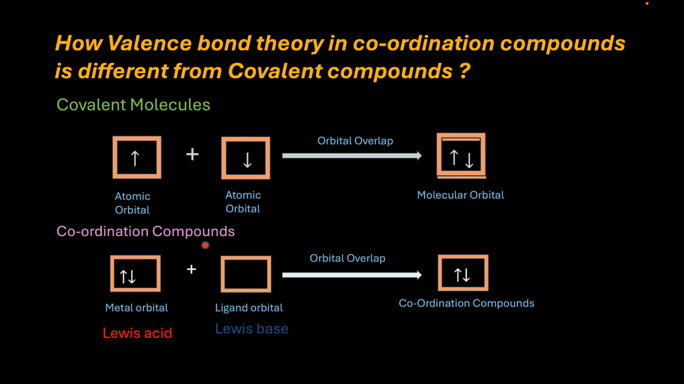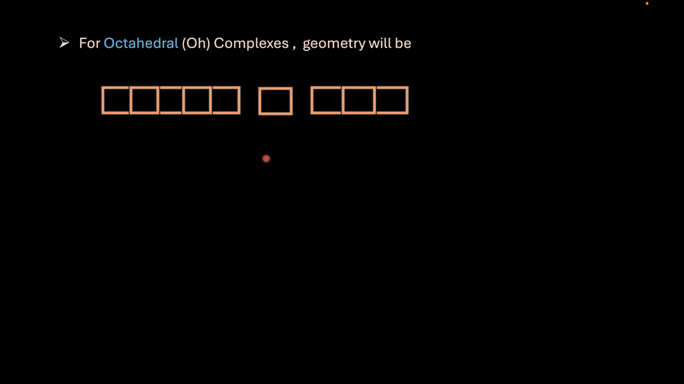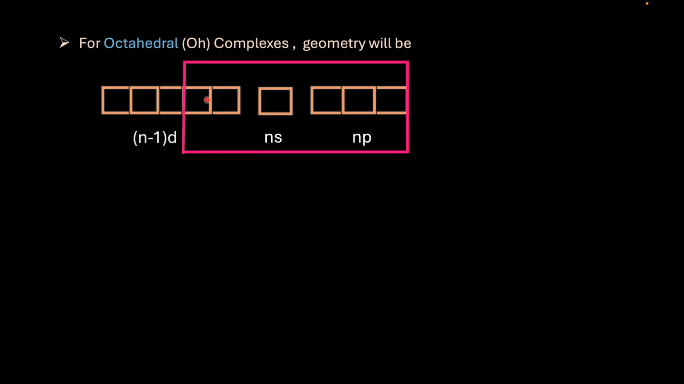There are different kinds of geometry. One is octahedral geometry. For octahedral complexes, the metal vacates six orbitals to accept the lone pairs coming from the ligands. This is the (n-1)d orbital, this is the ns orbital, and this is the np orbital. These are the orbitals of the last shell and this is the penultimate shell's orbital. When these orbitals are involved in accepting the lone pair electrons, the hybridization is d2sp3. So it involves the (n-1)d orbital, or the inner shell orbital.